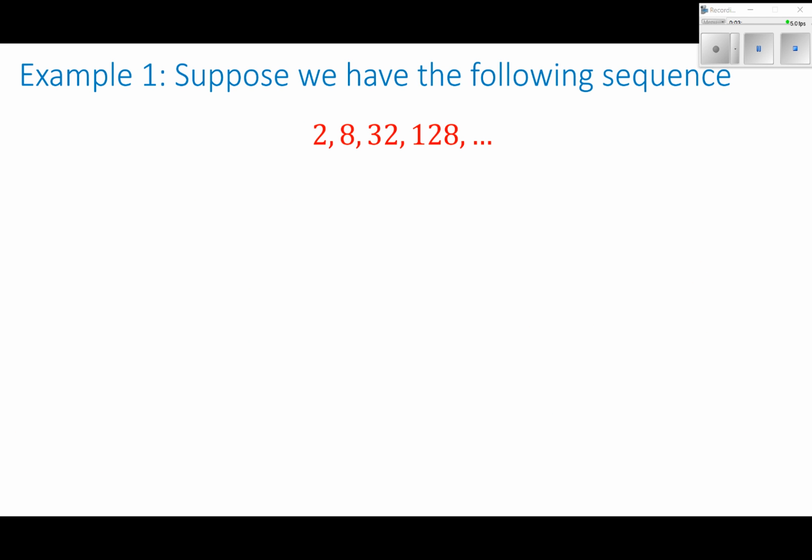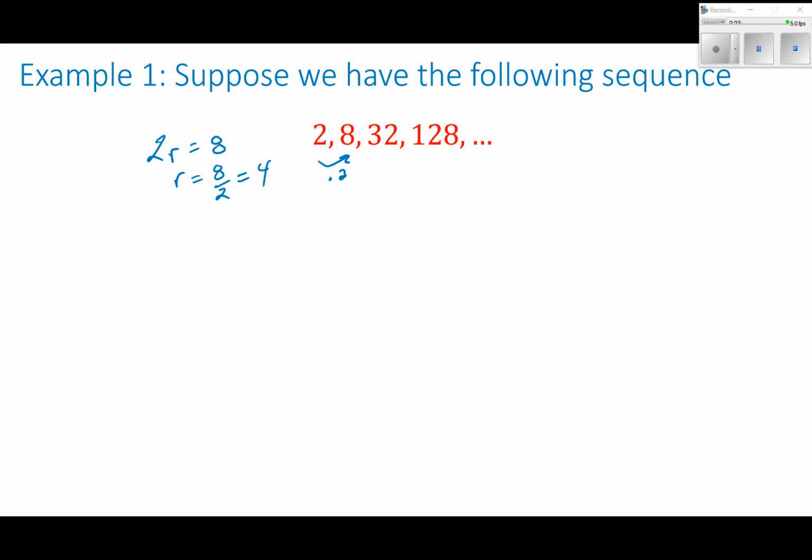So if I had this sequence 2, 8, 32, 128, to determine what my r is, I had to multiply by some r here. So really I had 2 times r equals 8. r would be 8 divided by 2, which was 4. And you might have been able to see that right away just by looking at it, that the common ratio was 4. But let's break this down a little bit more.